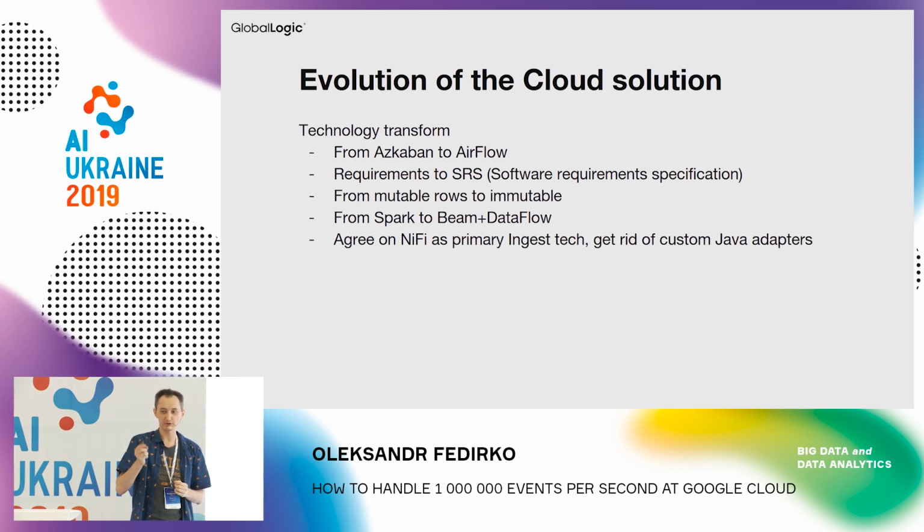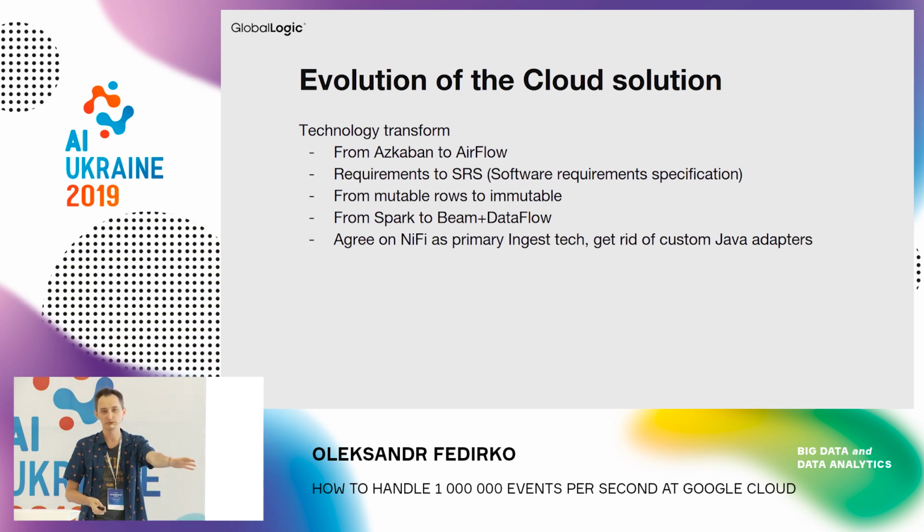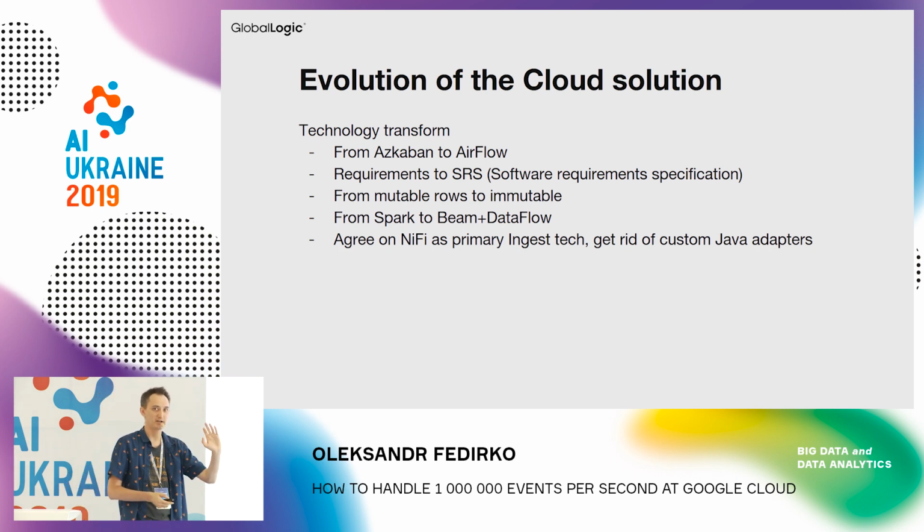A very important thing for big data: just switch away from any mutable things. If you update something on the fly, get rid of this. Only immutable rows, only immutable events. Everything should be immutable. Don't do updates or other things like this.